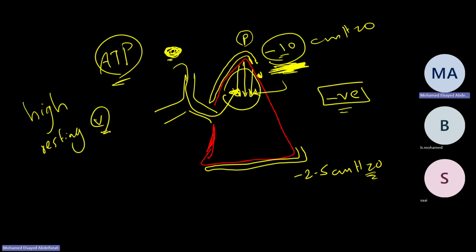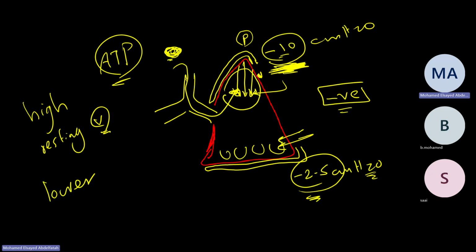If we consider the basal alveoli, the pressure around the basal alveoli is minus 2.5. So definitely the resting volume of the basal alveoli will be lower than the apical alveoli. So the basal alveoli will have low resting volume. Is this clear?